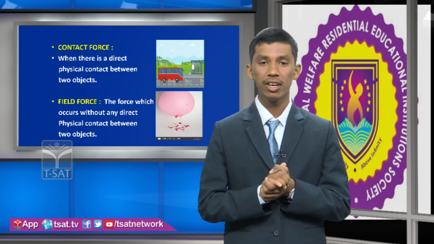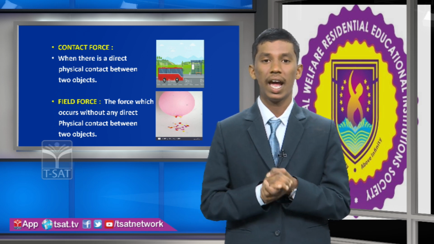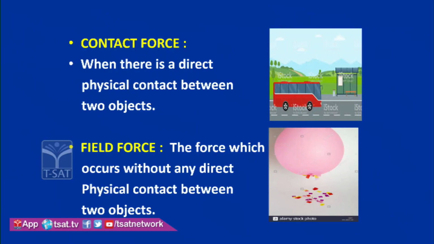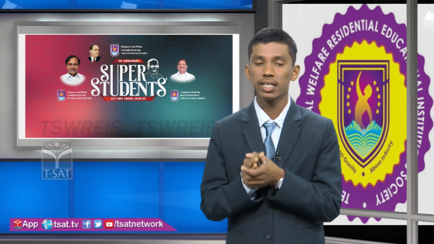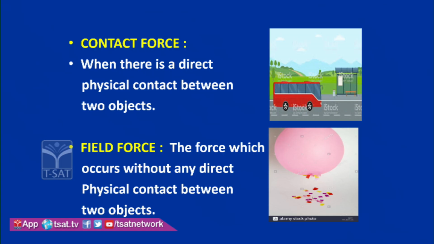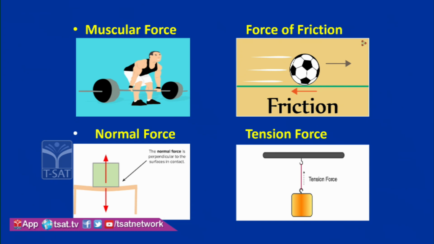So friends, here a charged balloon attracts a piece of paper. Did you observe, friends? Here a charged balloon attracts pieces of paper. So it is a field force. Now let me give more information on contact force. Contact force is again classified into four types, friends. They are muscular force, normal force, force of friction and tension force.